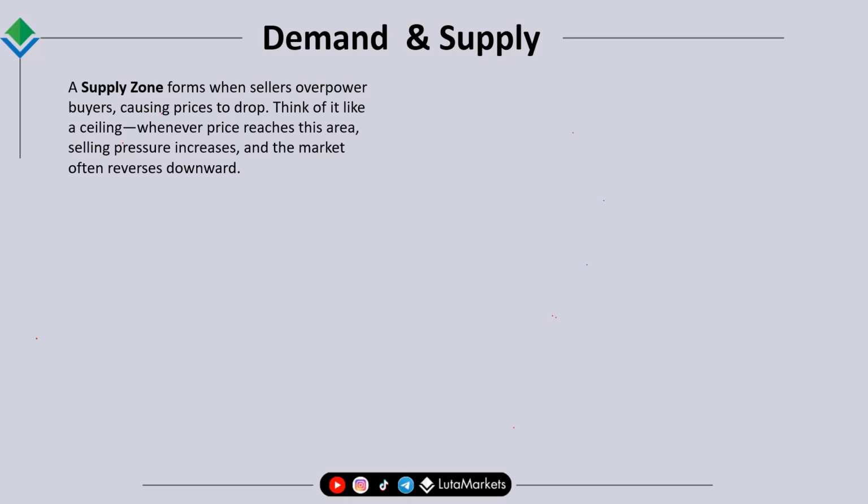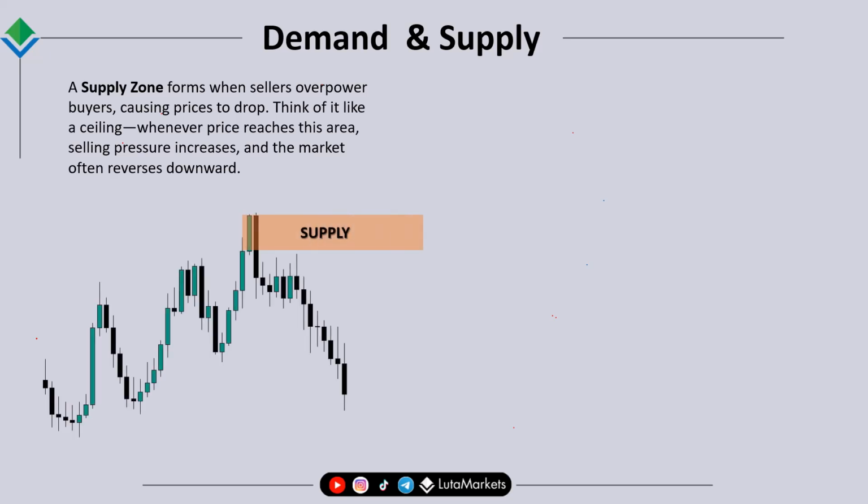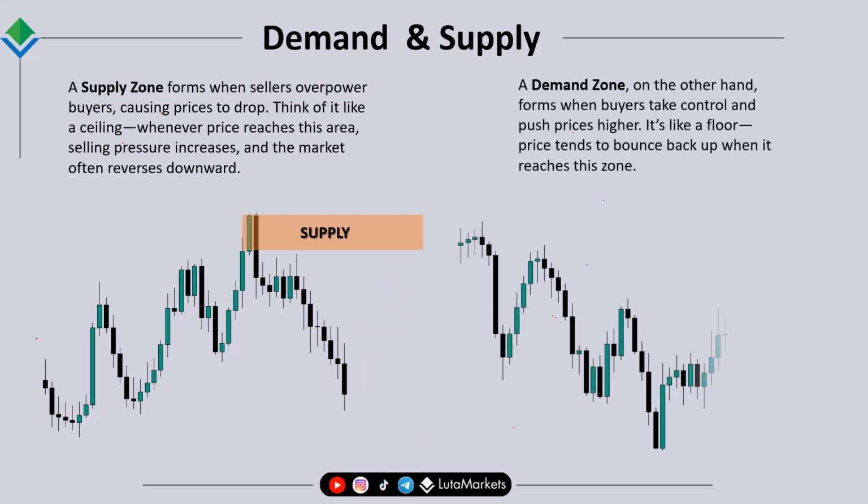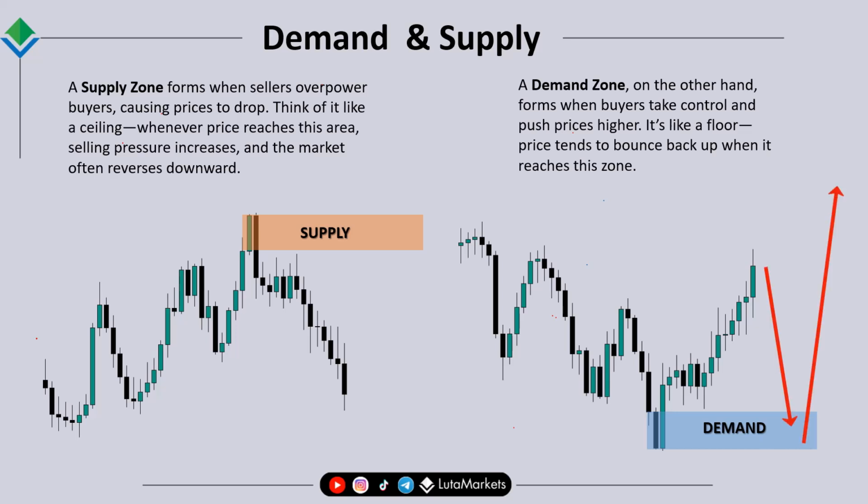Let's dive right in. Let's start with the basics, supply and demand zones. A supply zone forms when sellers overpower buyers, causing prices to drop. Think of it like a ceiling. Whenever price reaches this area, selling pressure increases, and the market often reverses downward. A demand zone, on the other hand, forms when buyers take control and push prices higher. It's like a floor. Price tends to bounce back up when it reaches this zone.